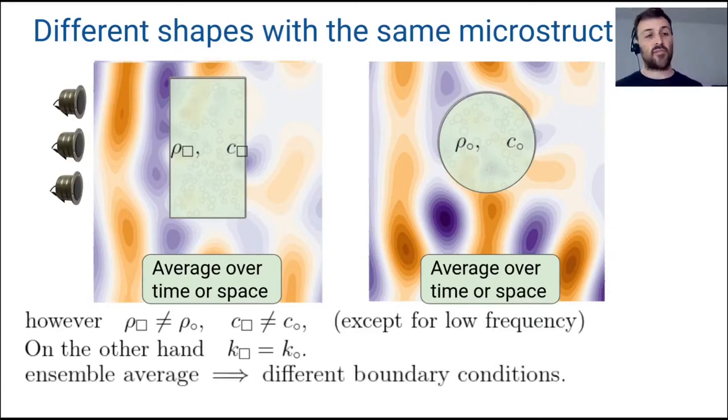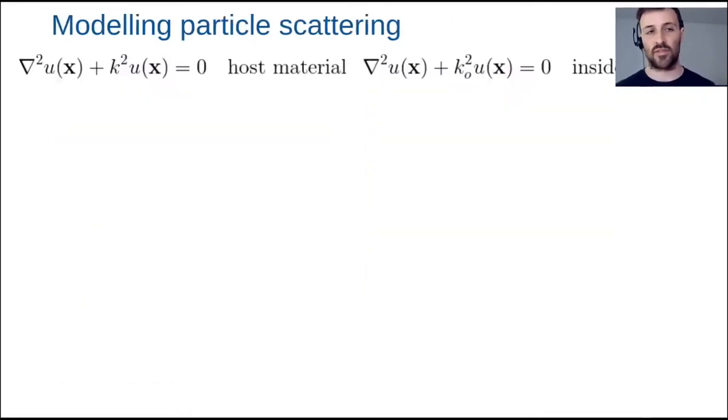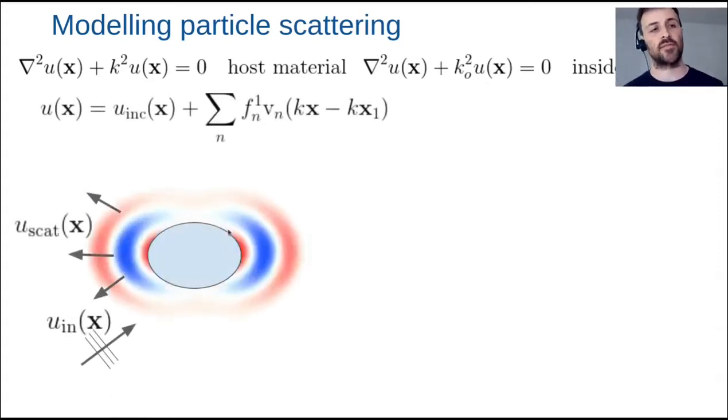And the reason that you don't get the same density and sound speed is because this process of averaging creates quite complicated boundary conditions, which are not the same as a homogeneous material. I'm going to talk you through how to get there and explain techniques to calculate average scattered fields. So we consider that there's a scalar wave equation in the host material and a different scalar wave equation inside the particles.